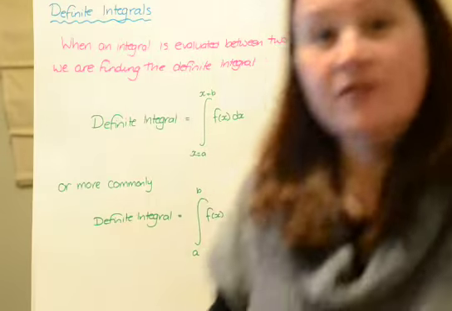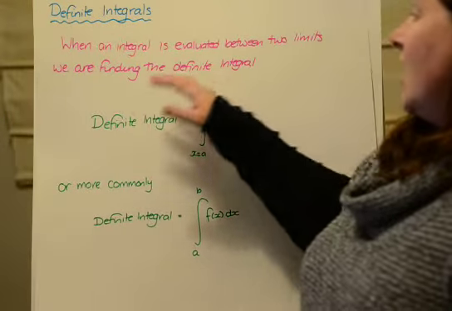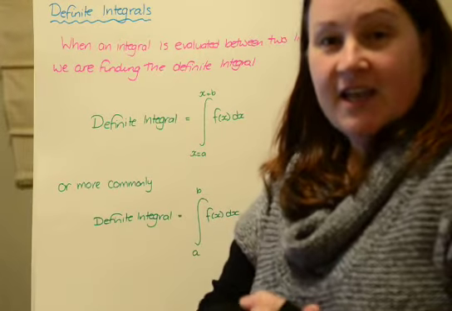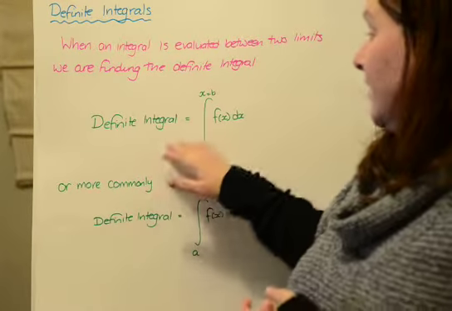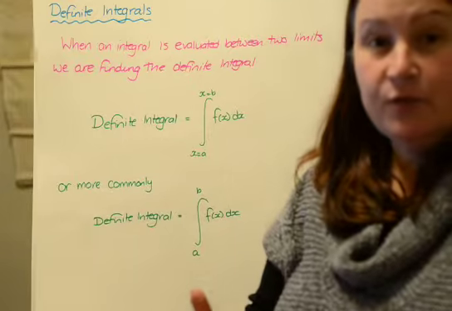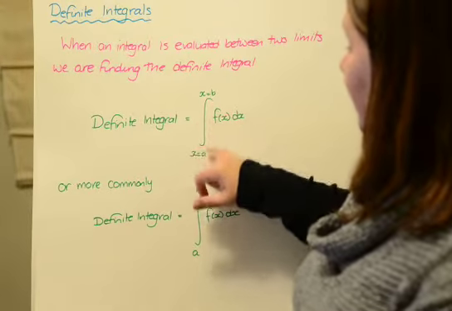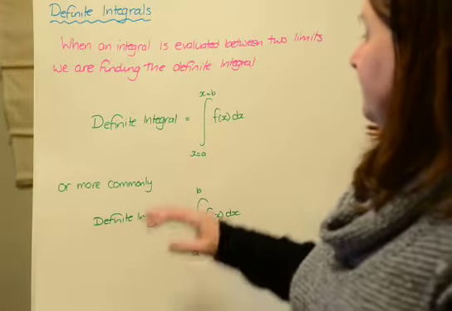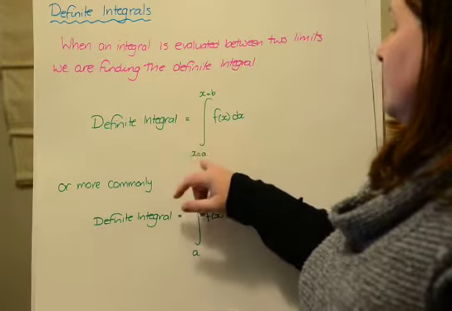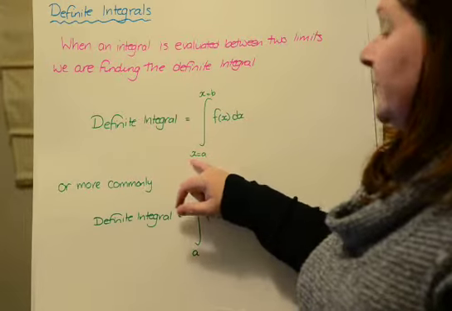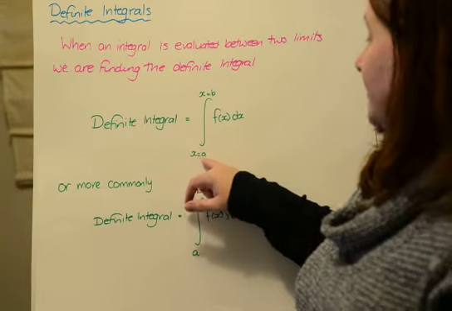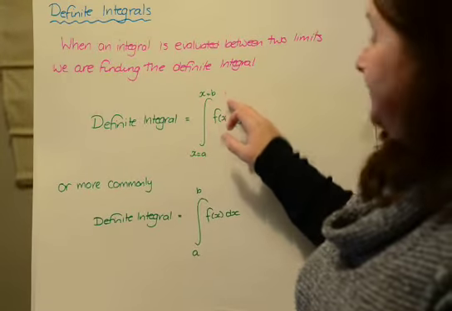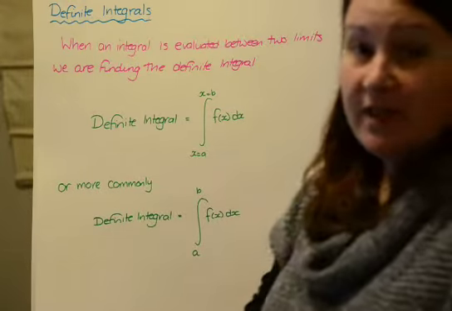Okay, so today we're going to talk about definite integrals. When we integrate between two values, two limits we call them, and these are these things here and here, we're actually finding the value of the definite integral. So the definite integral equals the integral between the lower limit x equals a and the upper limit x equals b of the function of x with respect to x.